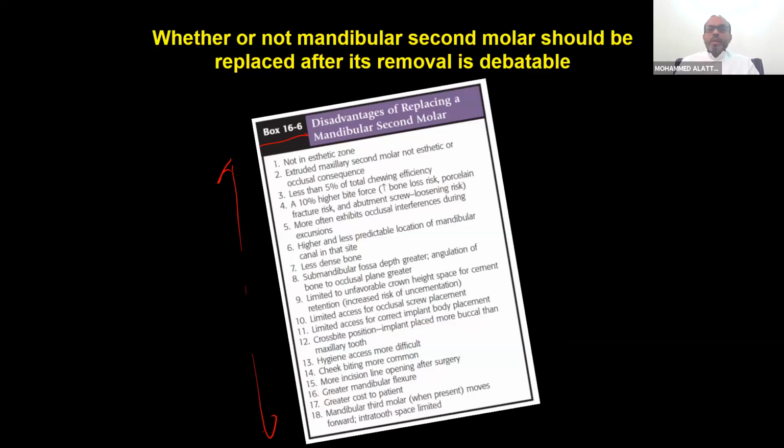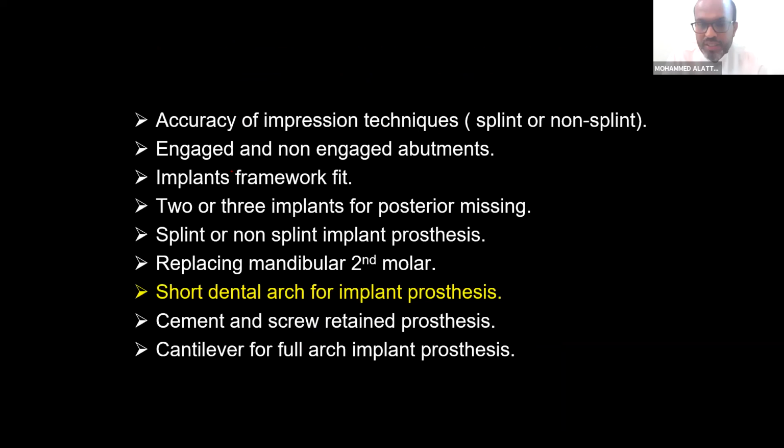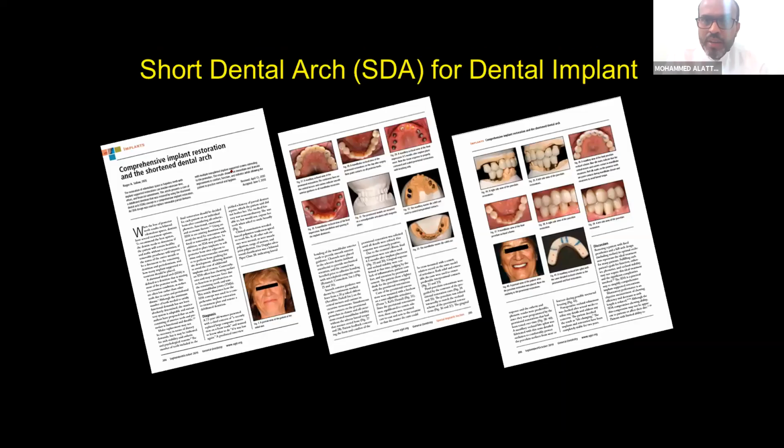What about the short dental arch for implant prostheses? As we know, the short dental arch exists for natural teeth, and we can do it for implants. What I found in the literature is one published article, a case report, where they did a short dental arch.